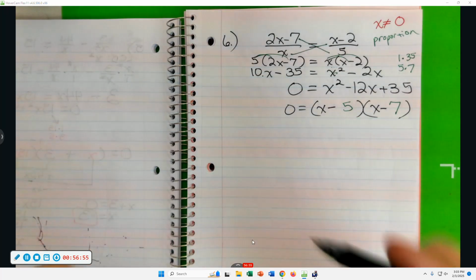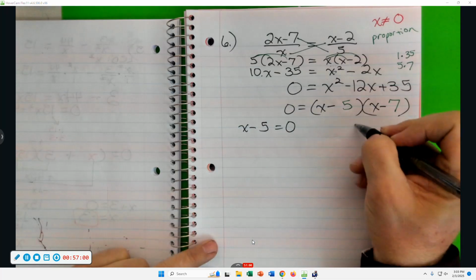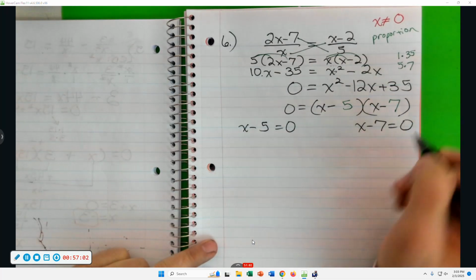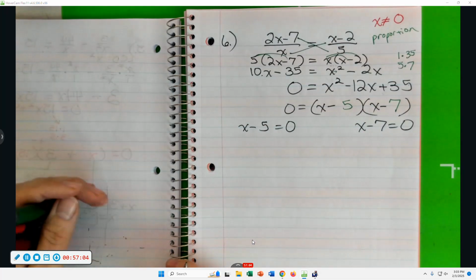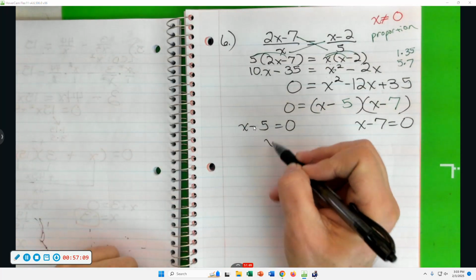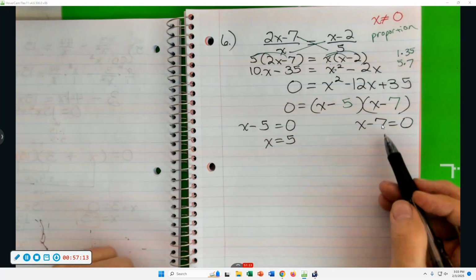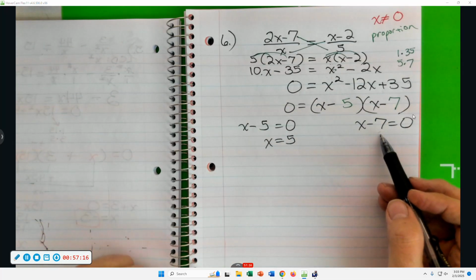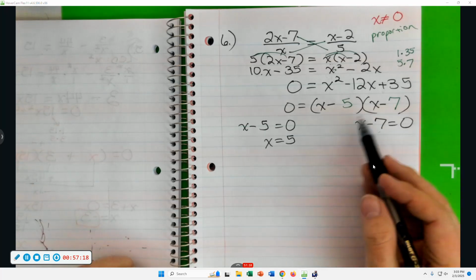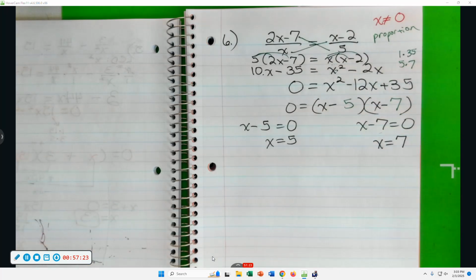Set each factor equal to 0. And we're going to get 2 possible solutions. What are they? The first one, x equals 5. You move the 5 over, change the sign. What about the second one? Move the 7 over to get x equals 7. Any questions up to this point? Y'all are sure getting quiet.